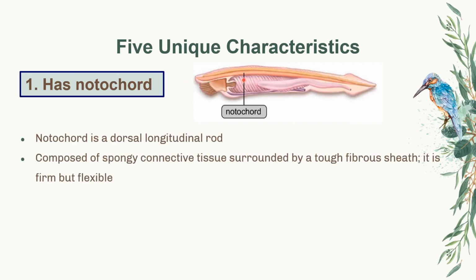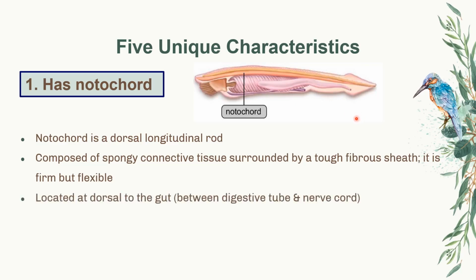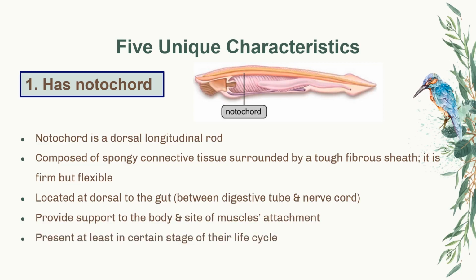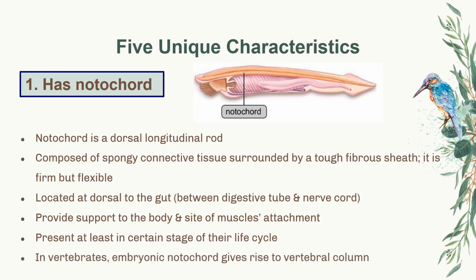It is composed of spongy connective tissue surrounding a fibrous sheath. It is firm but flexible. It is located dorsal to the gut, between the digestive tube and the nerve cord. It provides support to the body and is the site of muscle attachment, and is present at least in certain stages of their life cycle. So in vertebrates, the embryonic notochord gives rise to the vertebral column.